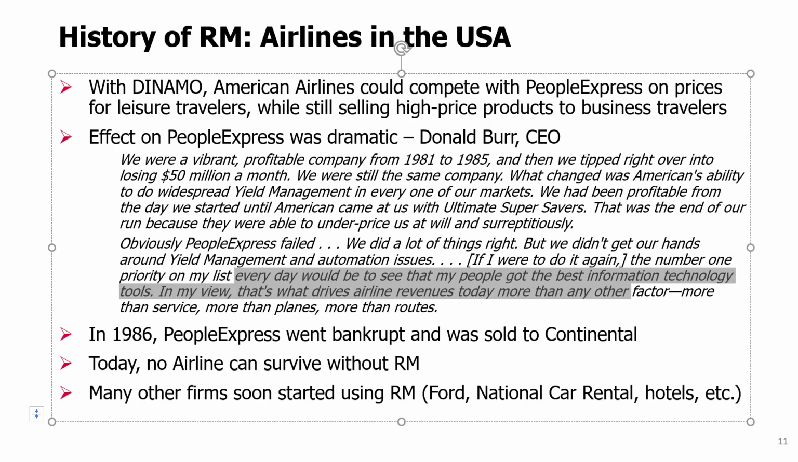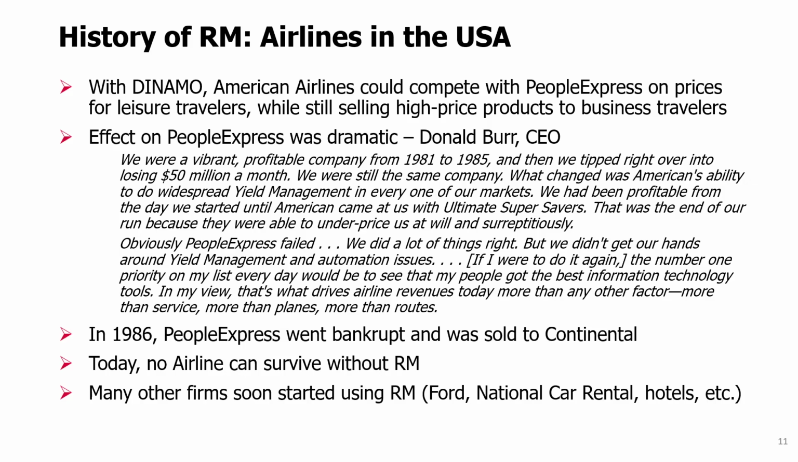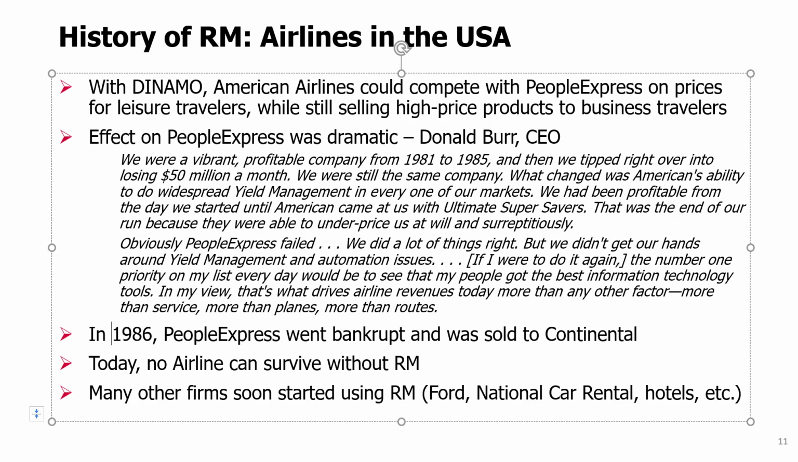If I were to do it again, the number one priority on my list every day would be to see if my people get the best information technology tools. In my view, that's what drives airline revenues today more than any other factor, more than service, more than planes, more than routes." And the result was that in 1986, just 5 years after it started, People Express went bankrupt and was sold to Continental.